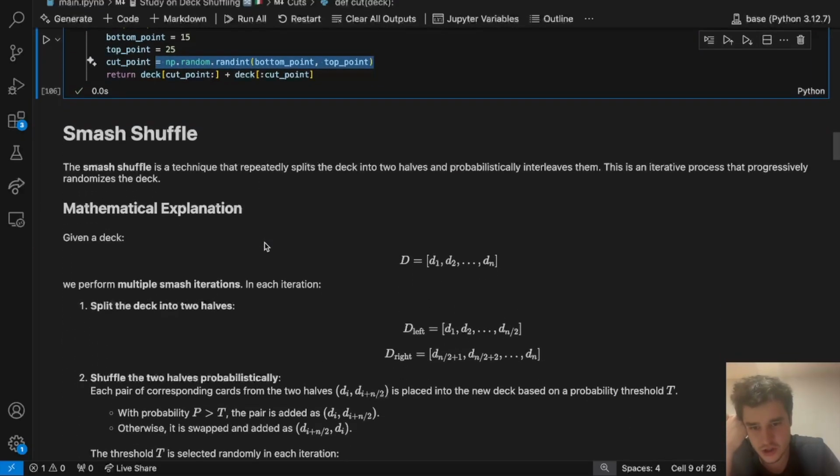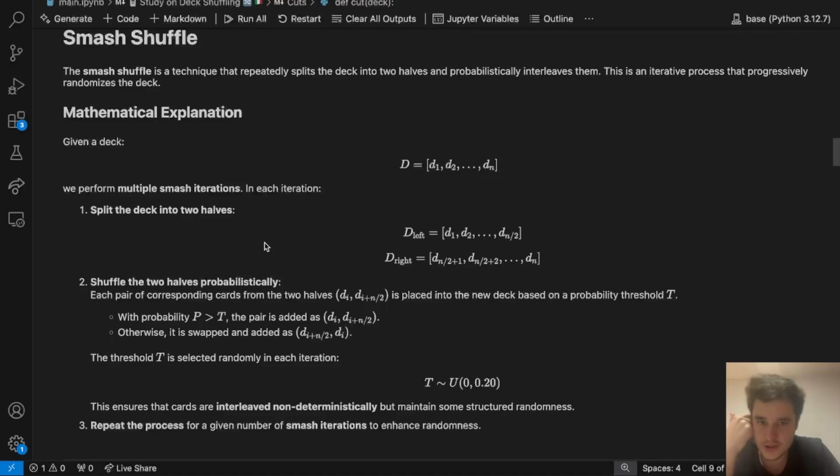And finally, smash shuffle. This one is a bit more complicated. So again, I tried to formalize it here, but effectively it's like taking a deck in half and then perfectly doing a riffle shuffle, or almost like a pile shuffle on 2 piles, right? If you take it and you perfectly put it in the middle, you would basically get a pile shuffle of 2. And it's basically that, but with a sense of randomness of the order in which you put the cards in.